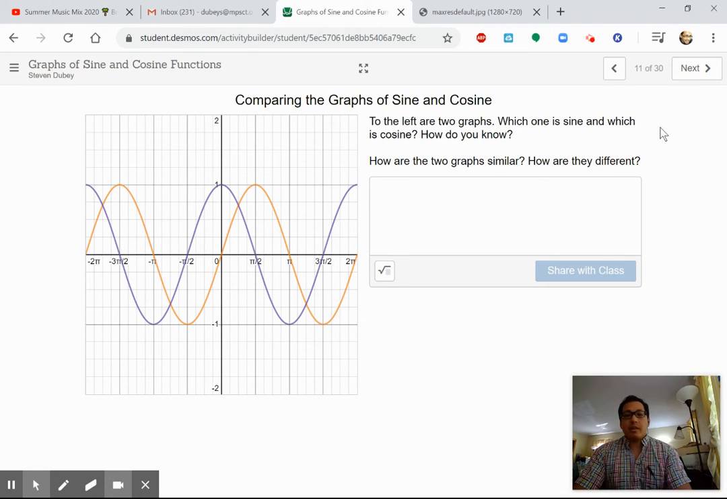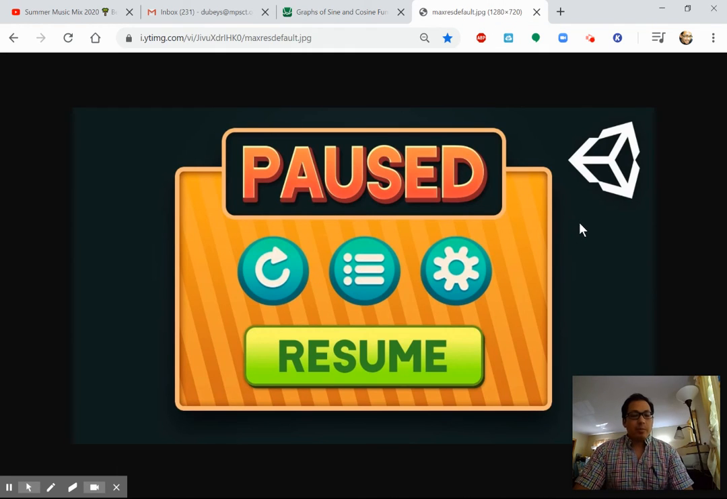And then last, over here, before I take a pause, let's compare the graphs of sine and cosine. So here I've got, to the left, 2 graphs, a purple and an orange. Which one is the sine function, and which one is the cosine function? How do you know? How are the 2 graphs similar, and how are they different? When you see them side by side, hopefully you can spot some similarities and some differences much more clearly. So go ahead and try to answer those questions. Take a couple of minutes. I'm going to pause the video. Go ahead and write your own thoughts.